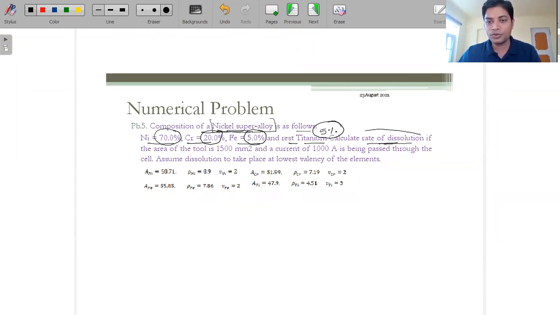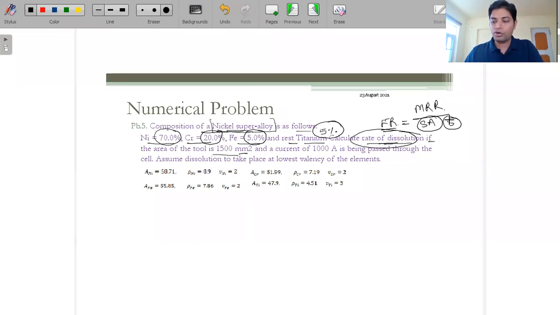So this is what is being asked. Okay, so this is the feed rate. And what will be the feed rate? That is equal to the material removal rate divided by the surface area, or S we can say. Fine. So let's see, if the area of the tool is 1500 mm square. So S is given to you, that is the surface area. Now here the area of the tool is given to you.